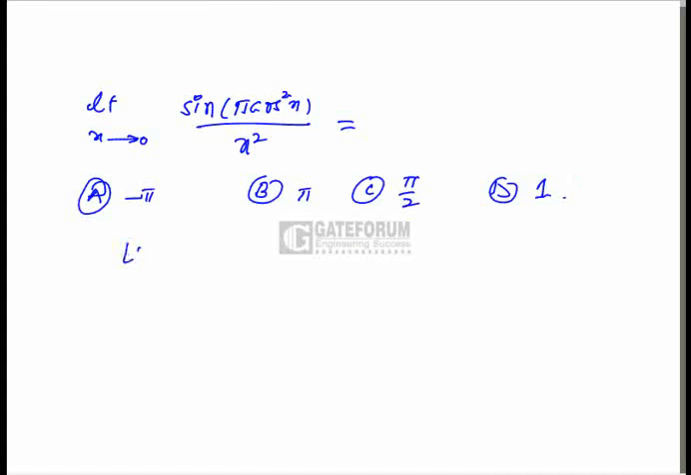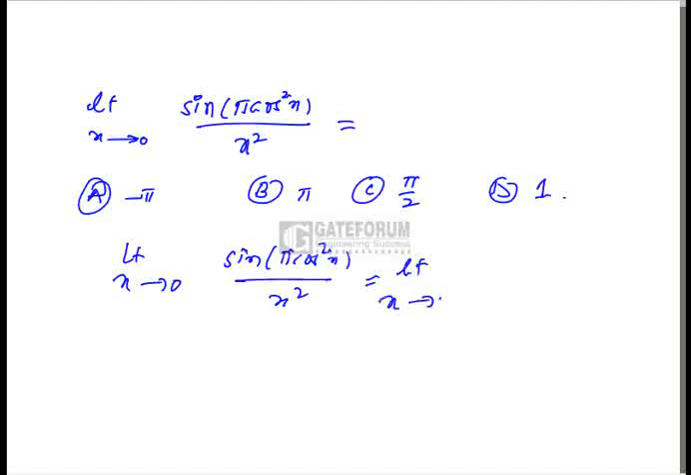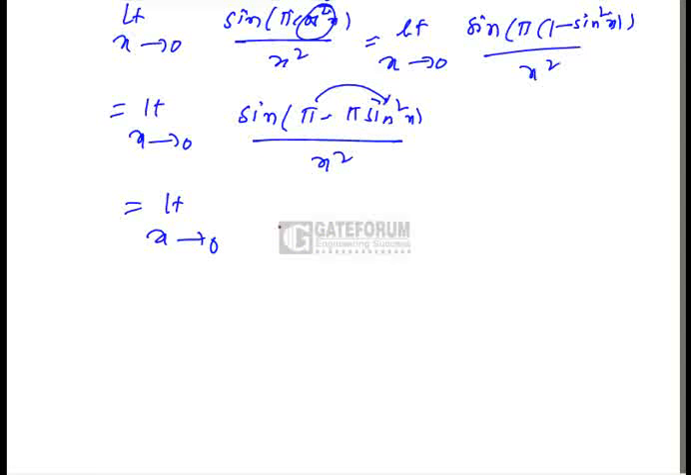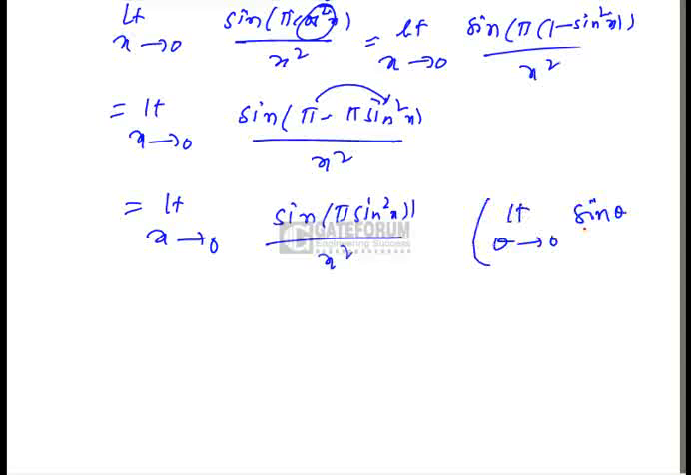The given limit is, limit x tends to 0, sine of pi cos square x by x square. We have to evaluate this limit. I'll convert this cos square x into sine square x. Cos square x can be written as 1 minus sine square x, so we get limit x tends to 0, sine of pi minus pi sine square x by x square. Sine of 180 minus theta is nothing but sine theta, which gives sine of pi sine square x by x square.